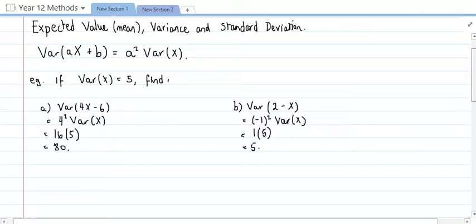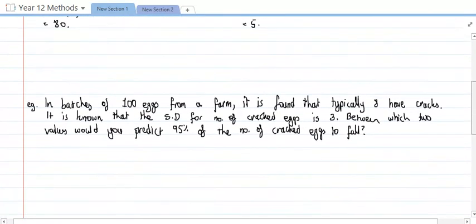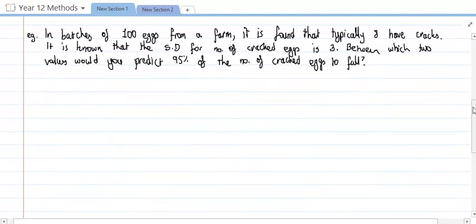Now that's the last bit on the variance. Okay, there's one more question down here to do with the standard deviation. So in batches of 100 eggs from a farm, it is found that typically 8, that is an 8, just in case you're wondering, have cracks. It is known that the standard deviation for the number of cracked eggs is 3. Between which two values would you predict 90% of the number of cracked eggs to fall?